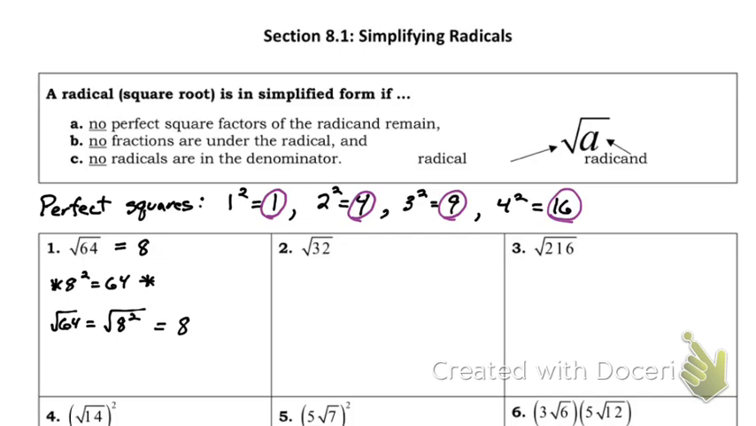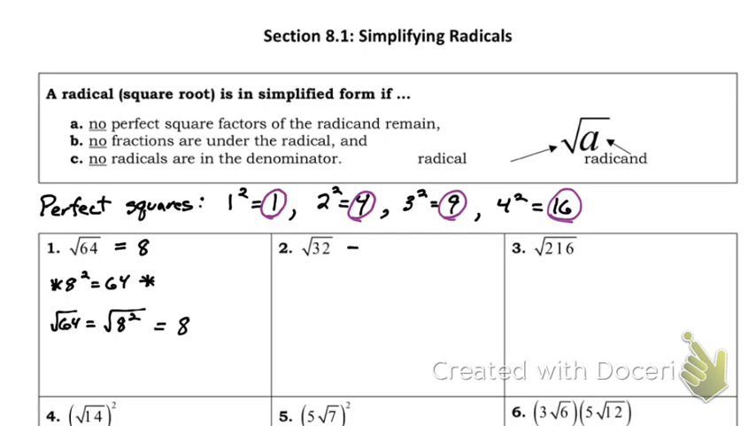Is there a perfect square that goes into 32? Like, can I go square root of 32 equals 6? No. But in order to be simplified, I can't have any perfect squares underneath it. So what perfect square would go into 32? If we look at our list, don't ever choose 1 because it doesn't get you very far. Jacob? 16. 16 goes into it.